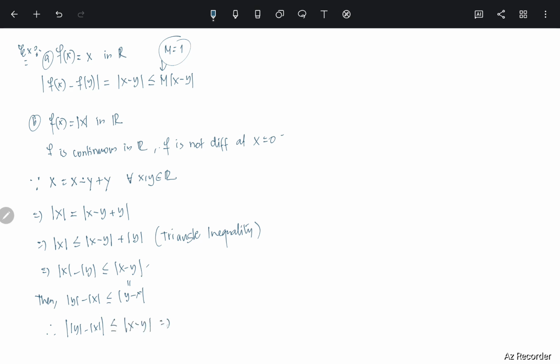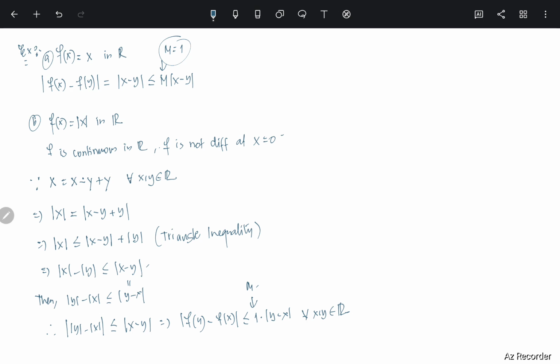Okay, so what does that give you? That gives you that mod of f of y minus f of x is always less than or equal to 1 times mod of y minus x, or x minus y, doesn't really matter. So this holds for all x, y in R. This is your M, right? So 1 is the Lipschitz constant, and f of x equals mod x is Lipschitz continuous over the whole interval R.